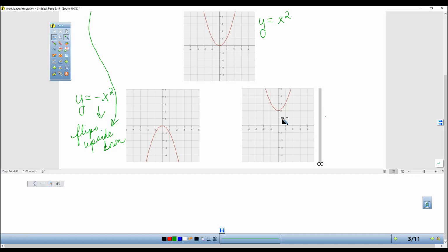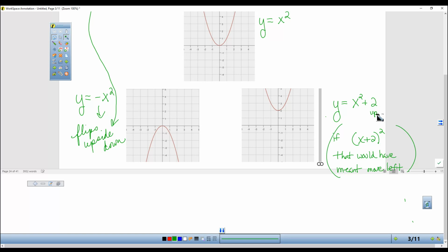This one hasn't been reflected. It's still the x squared graph, but it's been moved up 2. Now, the way I know that the 2 is going to go on the outside is because it's just up. If it had been x plus 2 squared, that would have meant move left, which we don't want to do. Okay, so this is the answer.